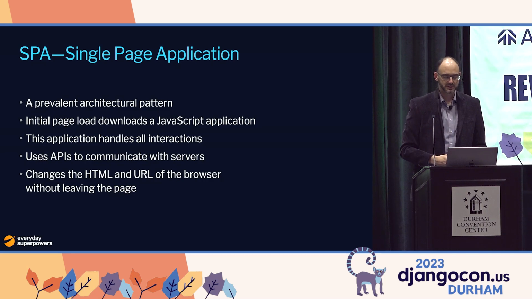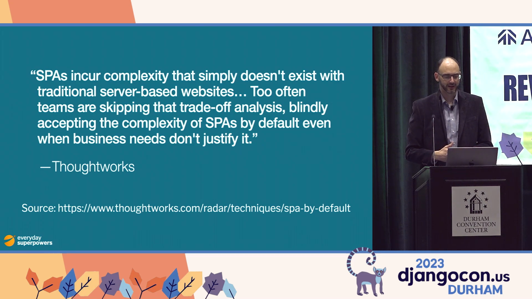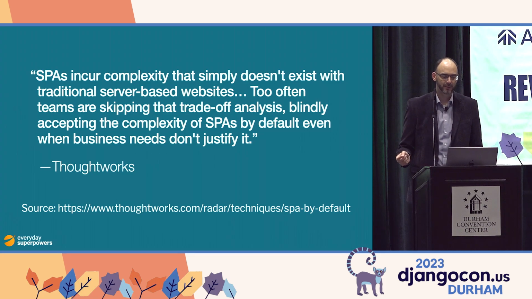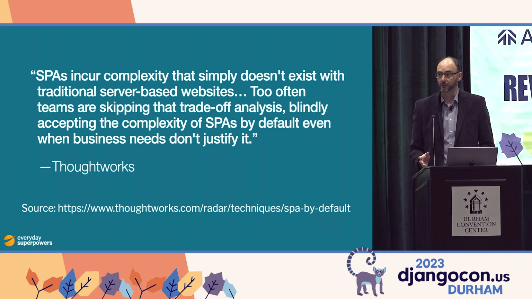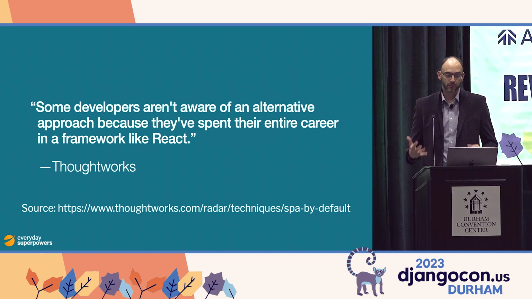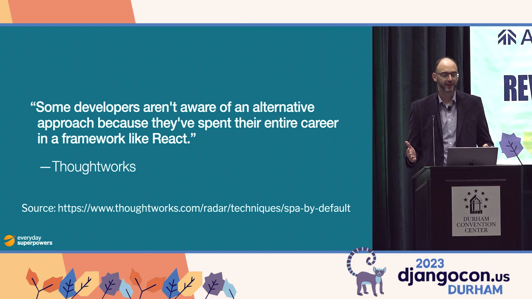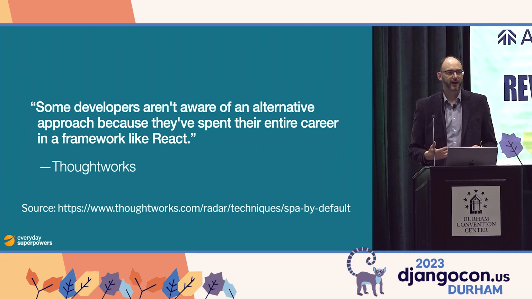For example, the large consultancy ThoughtWorks once said, "SPAs incur complexity that simply doesn't exist with traditional server-based websites. Too often, teams are skipping the trade-off analysis, blindly accepting the complexity of SPAs by default, even when business needs don't justify it." Furthermore, some developers aren't even aware of an alternative approach because they spent their entire career in a framework like React. And I imagine many of you here today are using Django as an API server for such an application.